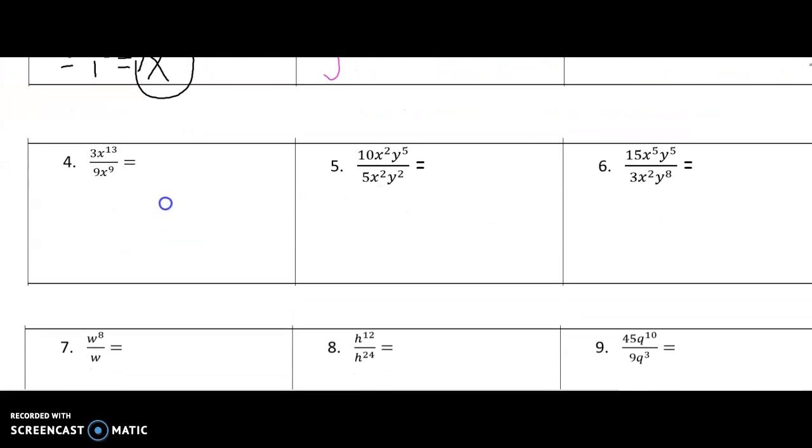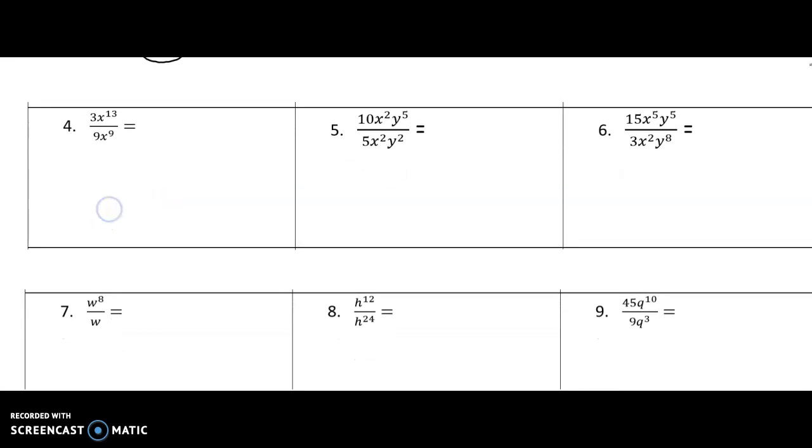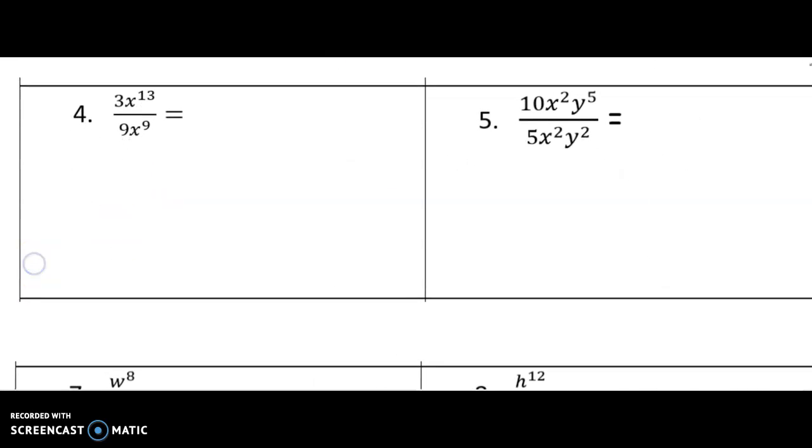Let's try number 4. Number 4 is a little bit different because of the numbers we have. We have 3 to the 9th and then x to the 13th. So my suggestion is that we do the numbers first. So I'm going to look at the numbers, 3 divided by 9. And I have to reduce this fraction. To reduce the fraction, I know that I can divide the 3 by 3 and I can divide the 9 by 3. That's the greatest common factor. 3 divided by 3 is 1. 9 divided by 3 is 3. So that fraction reduces to 1/3.